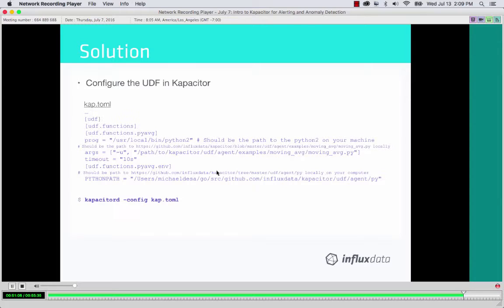Then I specify a timeout, so what to do if nothing's happening in 10 seconds. And finally, I need to specify the environment that it runs in. In this case, PYTHONPATH is the path to the agent, the UDF agent for the process. Once I've done that configuration, I want to start Kapacitor with the following TOML. So I say kapacitord -config, and then I give it kapacitor.toml.